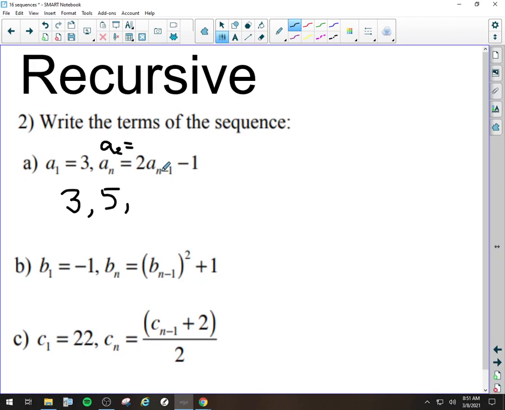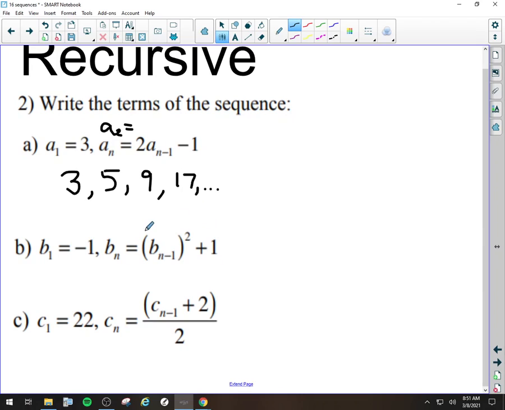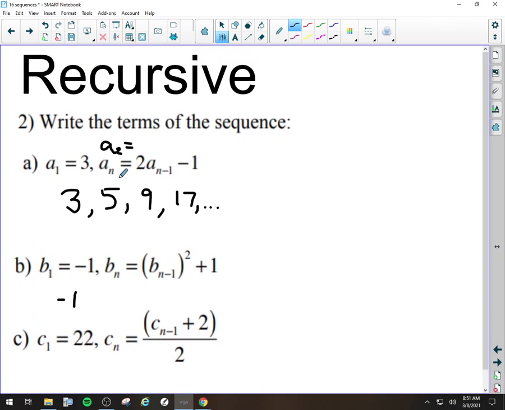If I wanted the next term, it says take 2 times the previous term minus 1. So that'd be 10 minus 1, which is 9. Then that'd be 18 minus 1, which is 17, and so on and so forth. With this one, it always has to tell you where you're starting from. If you don't know where you're starting from, there's nothing to recur. The reason why it's called recursive is because it's a recurring process. We're doing this thing recursively over and over again to the thing that's already there.